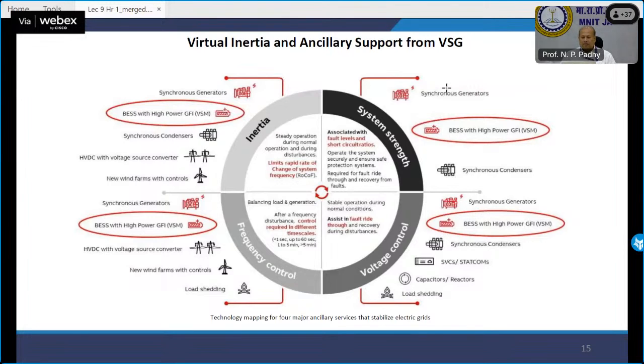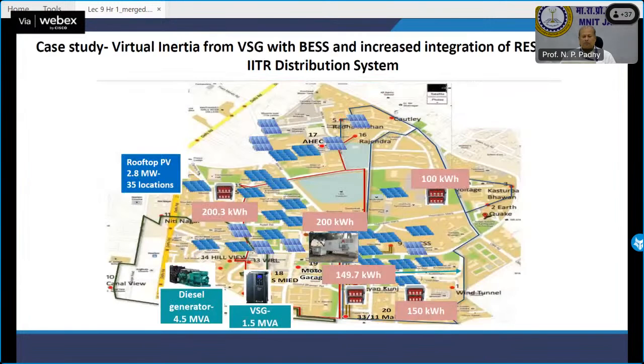And system strength comes from synchronous generators, VSC batteries, synchronous condensers. And finally, the voltage control comes from synchronous generators, batteries, synchronous condensers, STATCOMs, capacitors, and then load shedding. Okay, this is how the system works.